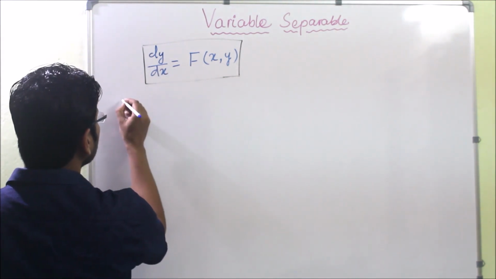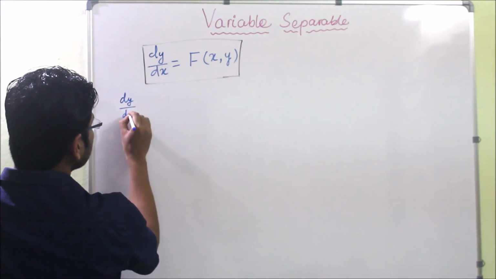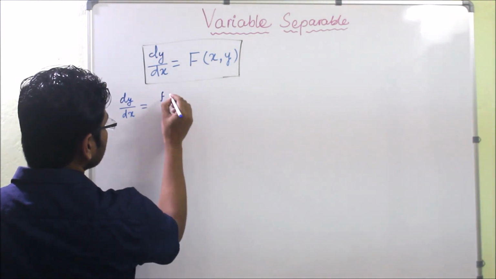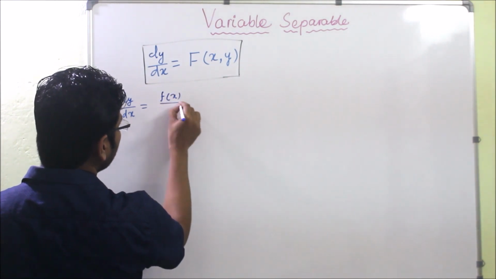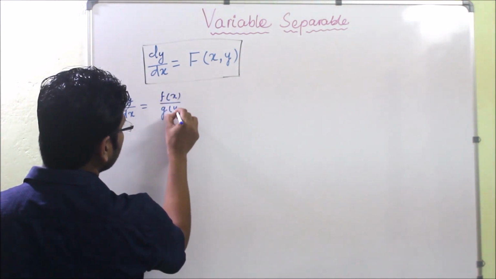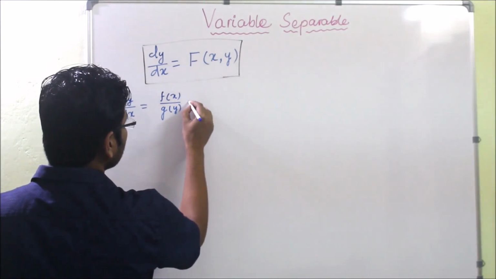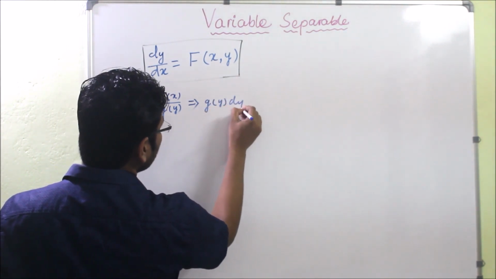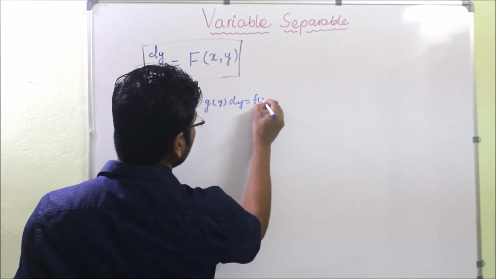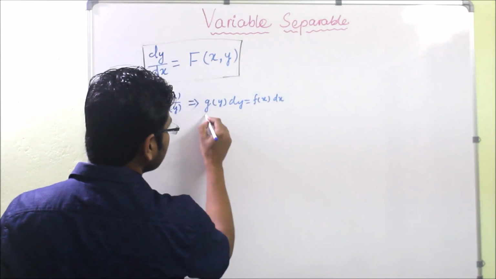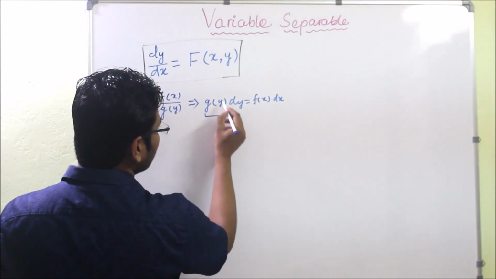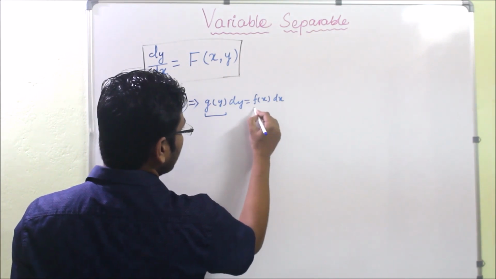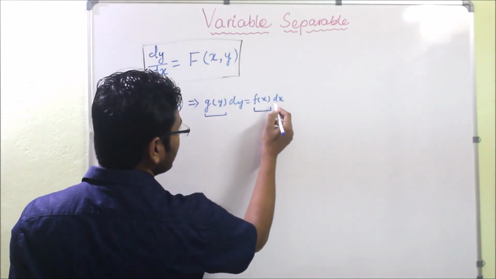So how to do? dy by dx we have to write in such a way that it will be some function f of x by g of y. Okay. Then what can we write from this? We can write g of y dy equal to f of x dx. Now we can see that on the left side we have a function of y only, that is g of y with respect to dy, and on the right side a function of x only with respect to dx.